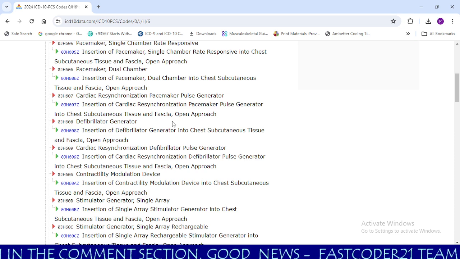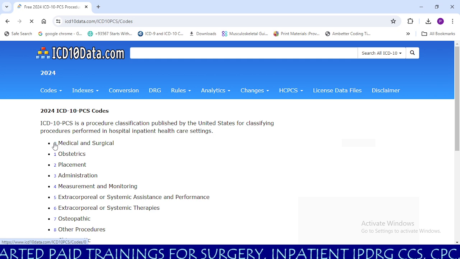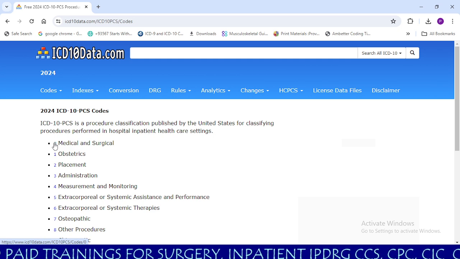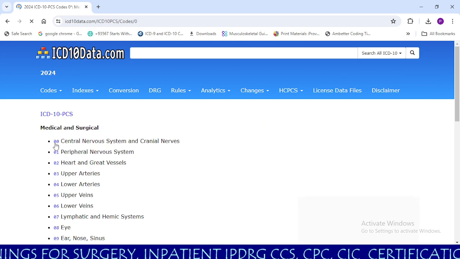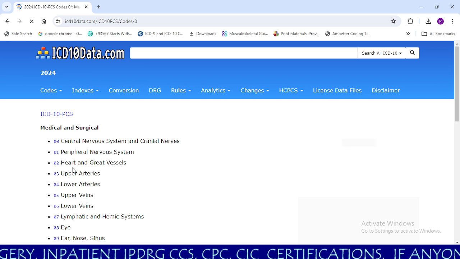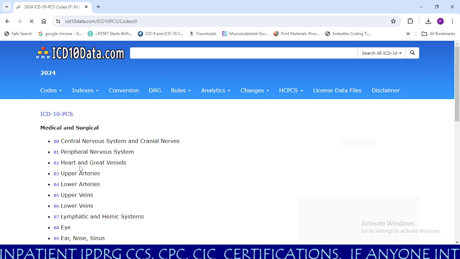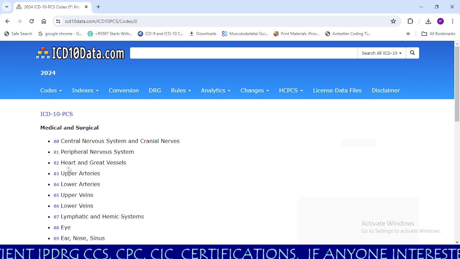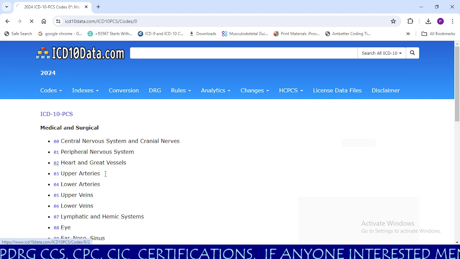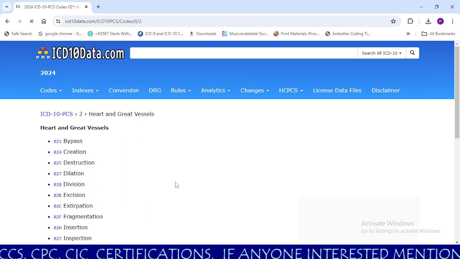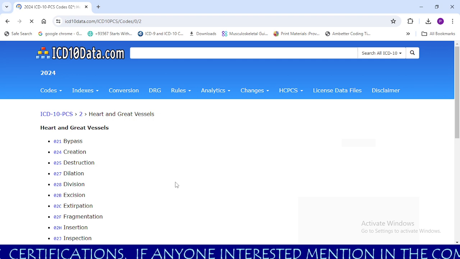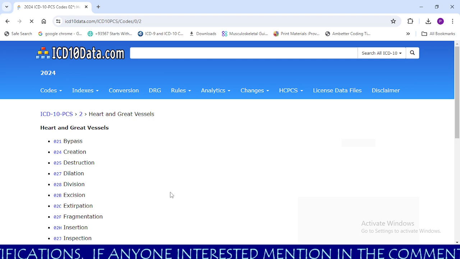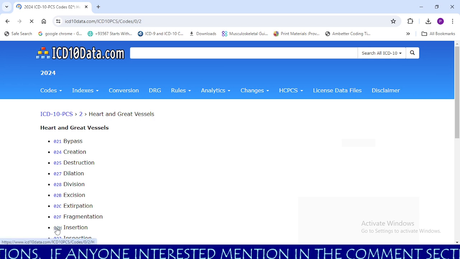Next we need to code for leads. Again, lead insertion comes under Medical and Surgical. So here we need to click on 0. Next, the physician is inserting leads into the heart and great vessels. So here we need to click on 02. And here also the physician is inserting the leads into the heart. So here we need to click on 02H.